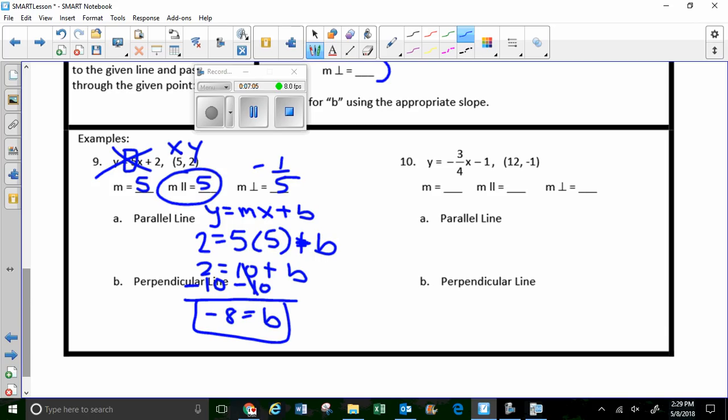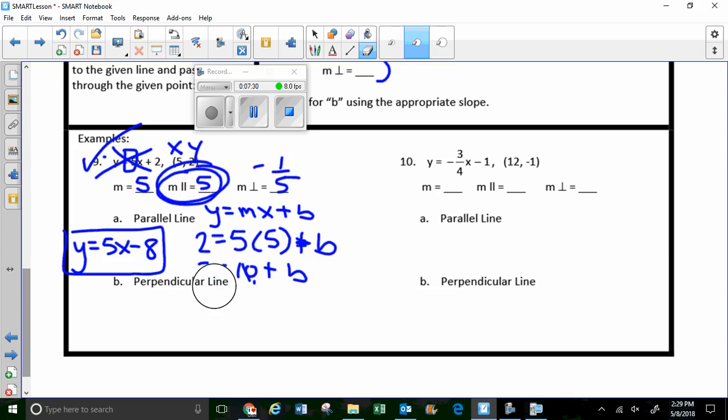So now we have the m and the b for the parallel line, so let's go ahead and put it together. So y equals 5x minus 8. That's going to be the parallel line. So notice if you look back at our original line right here, same slope but different y-intercepts, because they are different lines starting in different places.